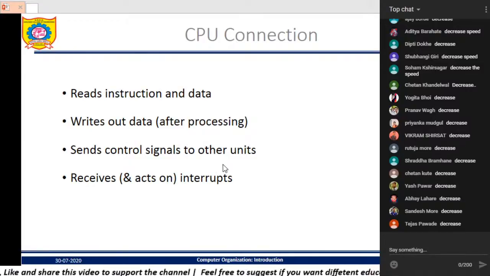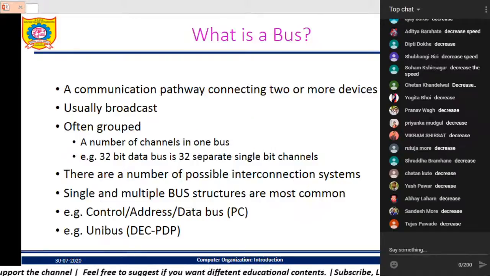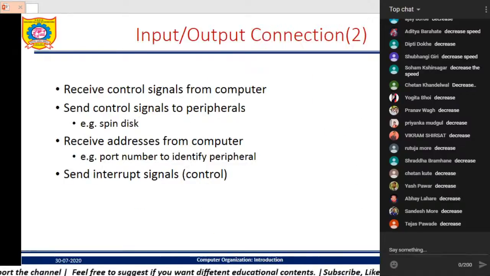The CPU sends control signals to other units because the CPU can only do the execution, but the remaining data which is to be stored or displayed is handled by other units. The CPU can receive interrupts in case of any emergency. Interrupt means stop whatever you're doing and do the emergency work.